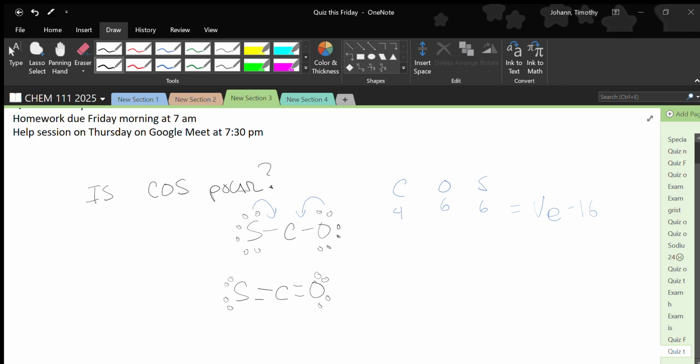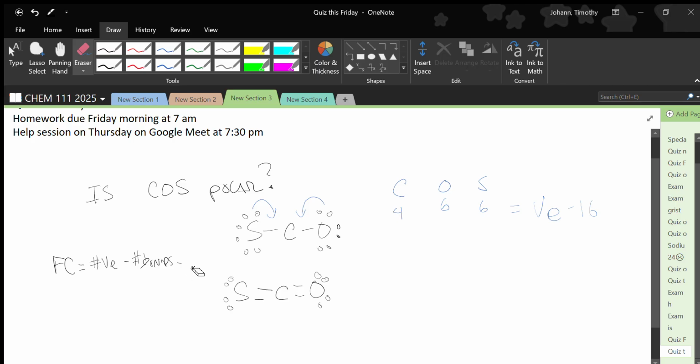If I do the formal charge count, let's do formal charge on one of these and then I'll just do the other. Let's check sulfur. Okay, sulfur with a double bond here. Remember our formal charge formula: formal charge is equal to number of valence electrons minus number of bonds minus, actually, not 1/2, minus number of unshared electrons.